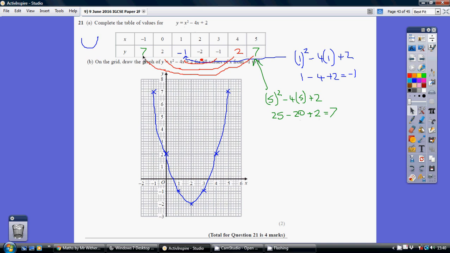I can then just go and plot these points. So I plotted minus 1, 7 here, 0, 2 here, 1 minus 1, and so on. And I'm going to get a nice, smooth, U-shaped graph. Apologies that my graph looks a bit pointy and a bit jagged, but it's very hard for me to do a straight line on this software I've got at home.